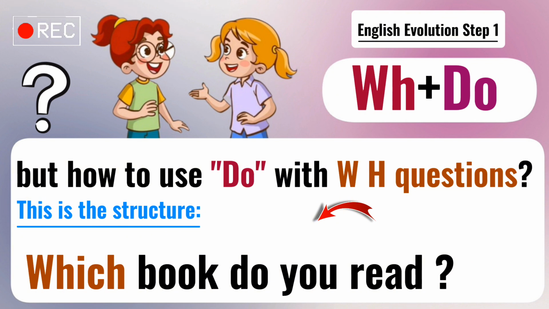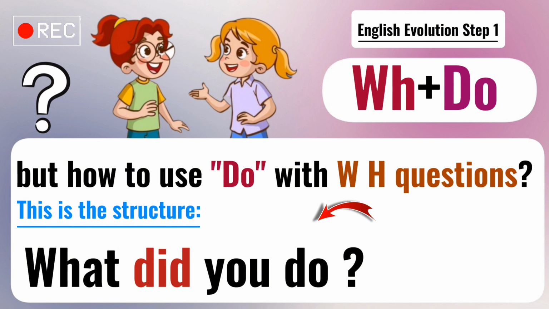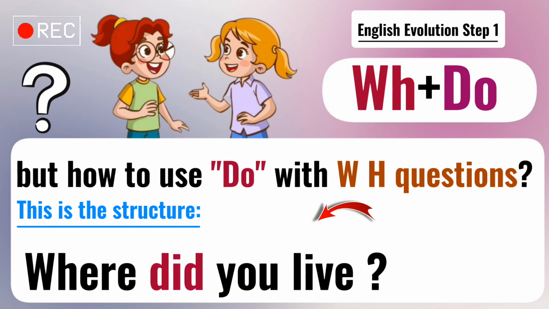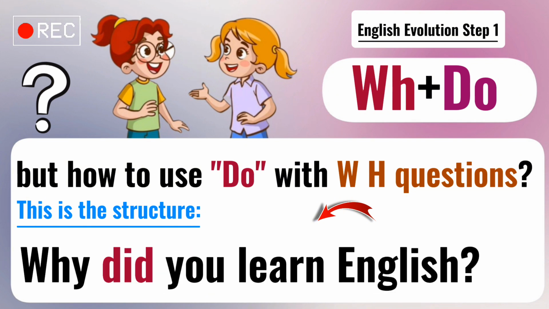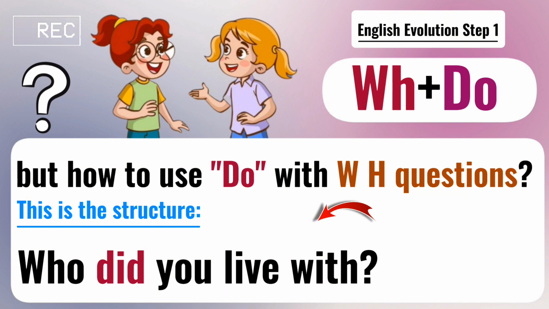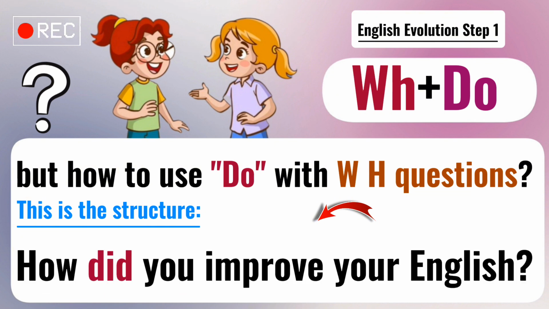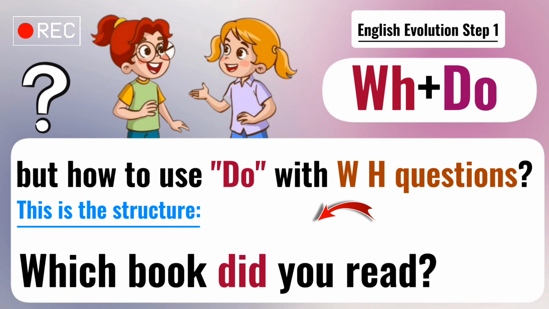In the simple past, as I explained earlier, like this also. What did you do? Where did you live? Why did you learn English? When did you go? Who did you live with? Whom did you call? How did you improve your English? Which book did you read?